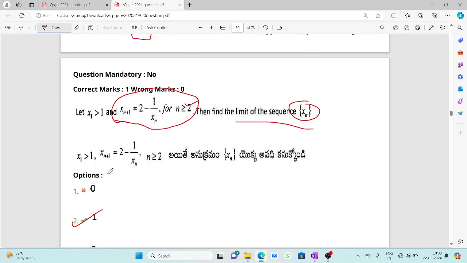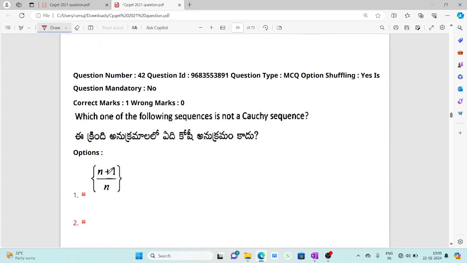The second option is the correct option for that question. And question 42 is: which one of the following sequences is not a Cauchy sequence? I already told you that in the real line, every convergent sequence is a Cauchy sequence and every Cauchy sequence is convergent. You can do it in two ways: by checking whether it is a Cauchy sequence, or by checking whether it is a convergent sequence.